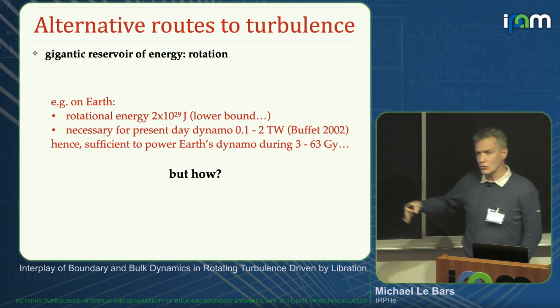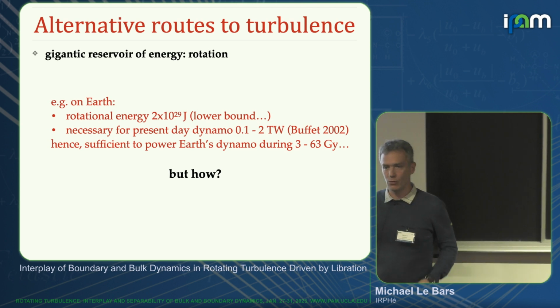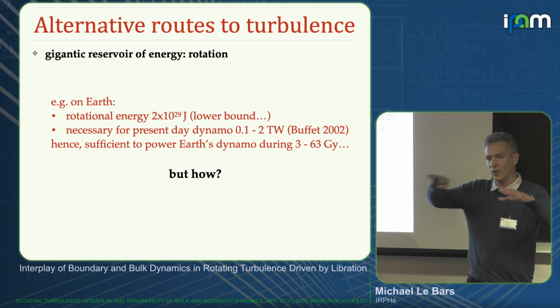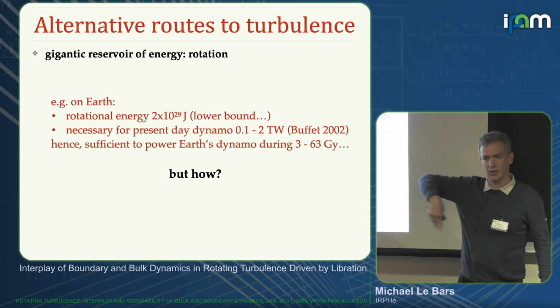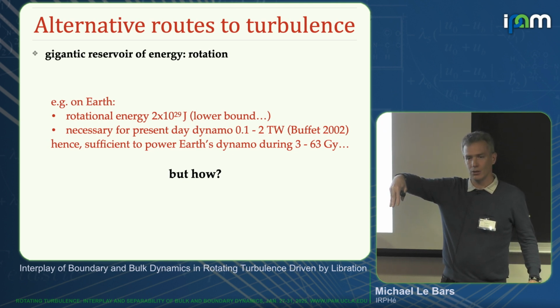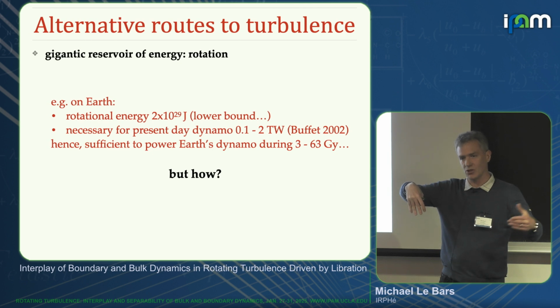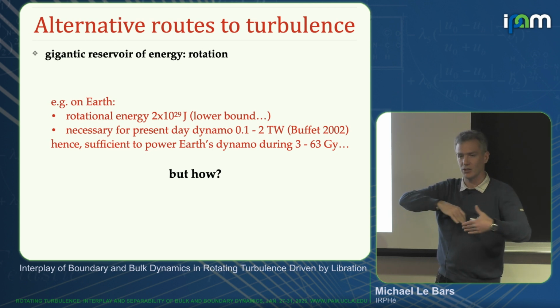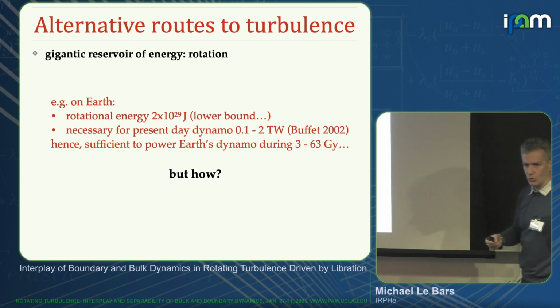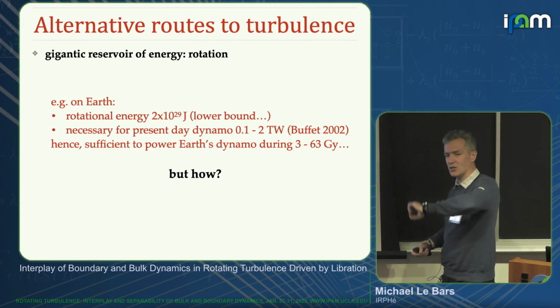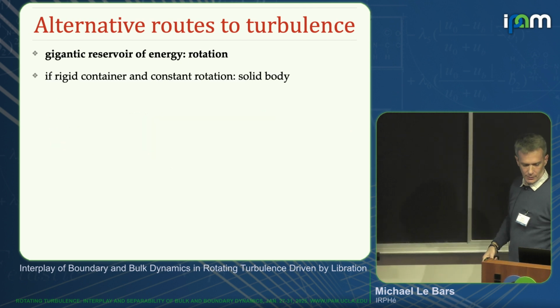The problem is that this huge reservoir of energy is useless if you have a planetary fluid layer, no matter what the shape is, which is rotating in solid body rotation. If you have planets rotating in solid body rotation, the fluid follows the solid body rotation and nothing happens. So we need a way to convey the energy into the system.